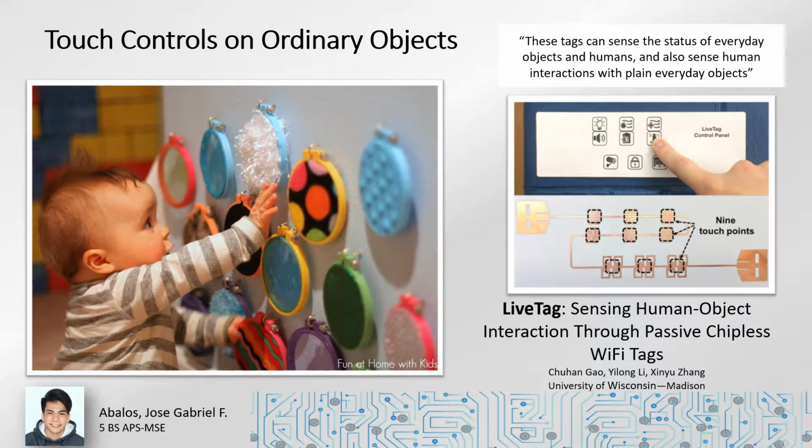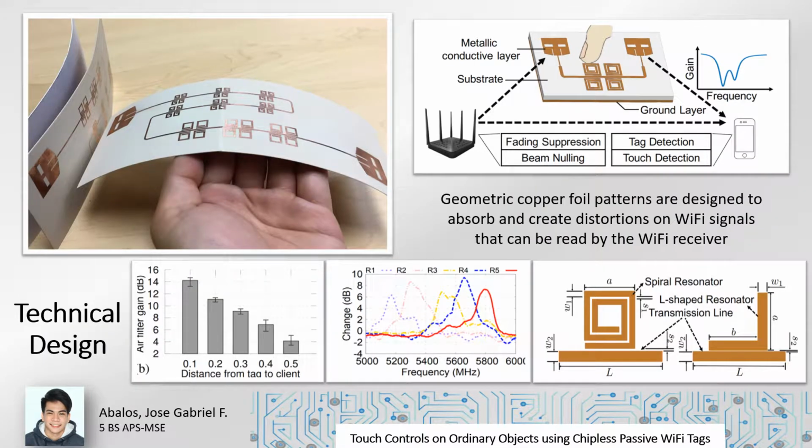LiveTag is an attempt to use ordinary objects as a means for interactive controls which operate different devices. It incorporates the ability of controlling objects remotely with the use of one's touch as a sensory medium. It uses thin radio frequency or RF tags as its user interface. Touch commands on the tags are detected by Wi-Fi devices which respond to a given order.